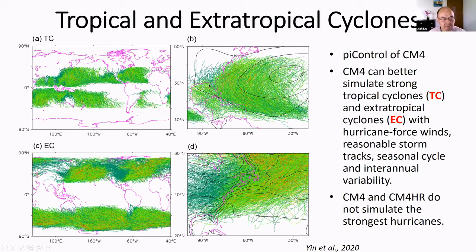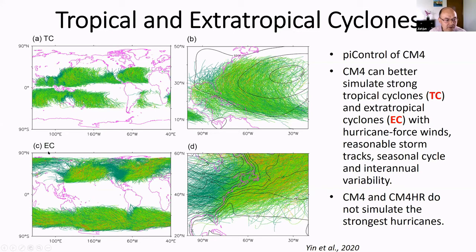And we probably can see Cat 1 hurricane in CM4. And we can see Cat 3 hurricane in CM4 HR, the high-res resolution. But both CM4 and CM4 HR do not simulate the strongest hurricane like Cat 4, Cat 5.